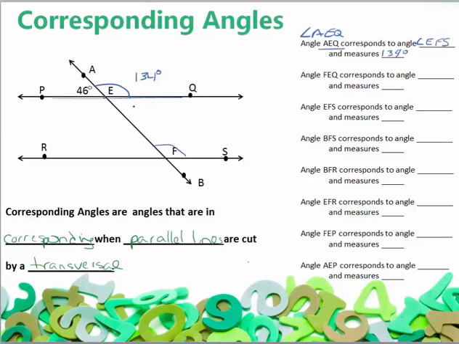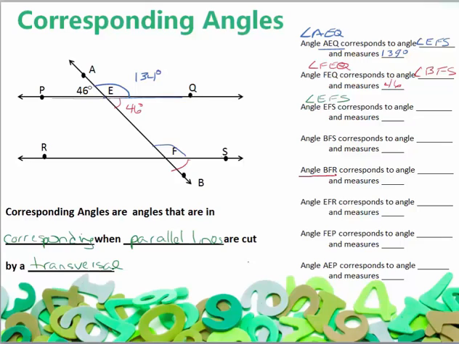We have angle FEQ, so let's look at FEQ, remember E's in the middle, so we have this angle. This angle is 46 degrees, and again we realize that because we create a straight line here, and that straight line must equal 180 degrees. So angle FEQ measures 46 degrees, and it corresponds to angle BFS. It is in the same location, but on the other parallel line.